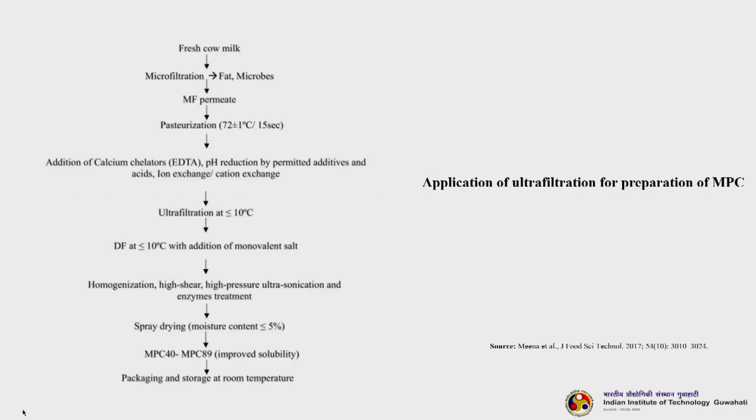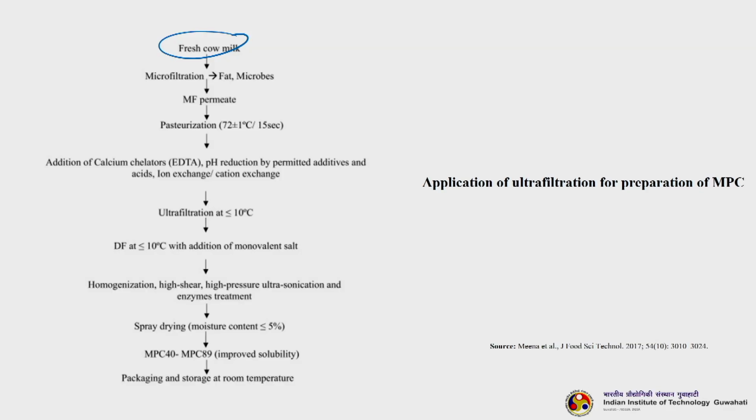This is a flow chart that tells us how ultrafiltration is used for preparation of milk protein concentrate. You take fresh cow milk. It goes through microfiltration, as we have discussed. It will remove the fat as well as other microbes. Then we get a microfiltration permeate. Then you send it to the pasteurization plant, at almost 72 to 75 degrees centigrade for 15 to 16 seconds.